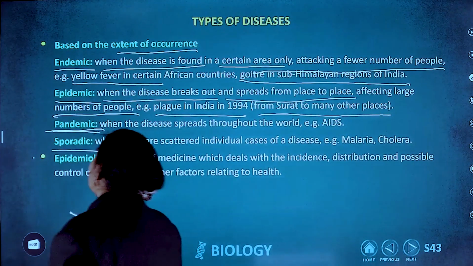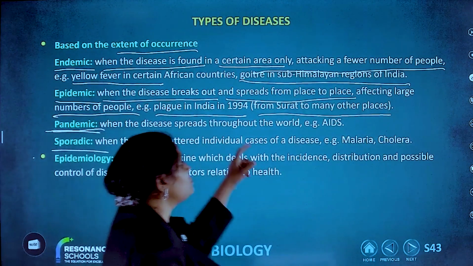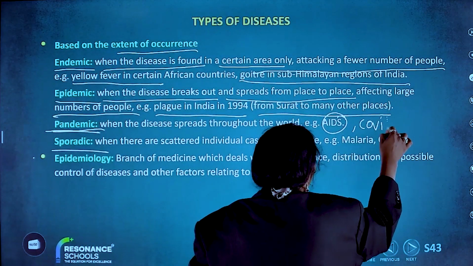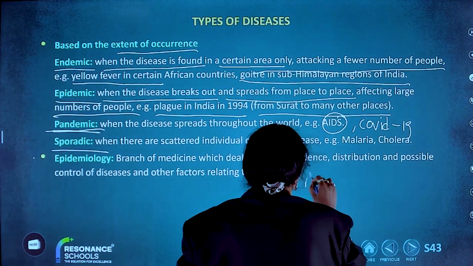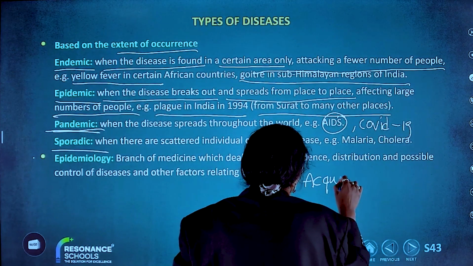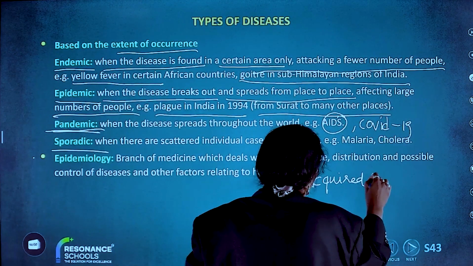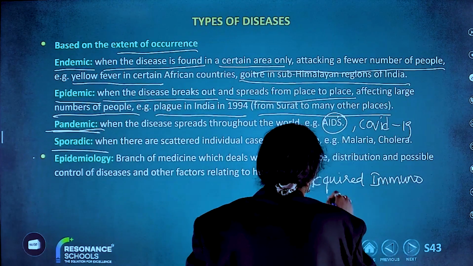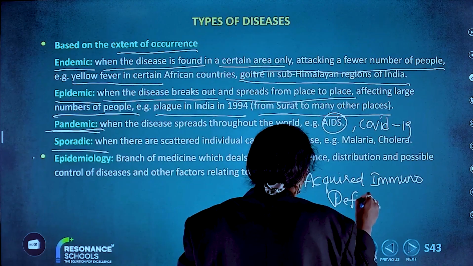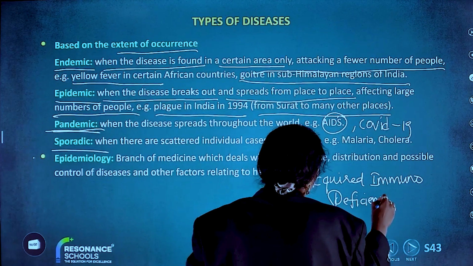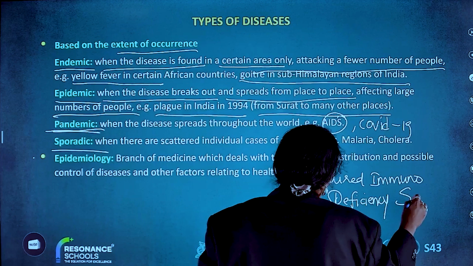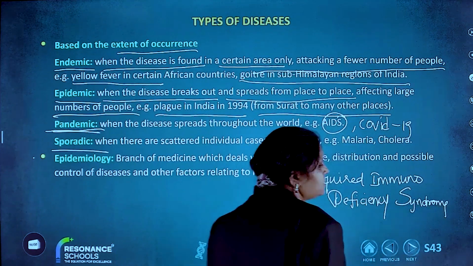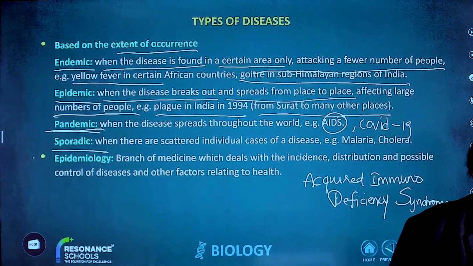And pandemic, when the disease spreads throughout the world. AIDS, even you can write COVID-19 also. What is AIDS? Acquired immunodeficiency syndrome. What is AIDS, children? Acquired immunodeficiency syndrome. This is called AIDS. This is a pandemic that spreads worldwide.